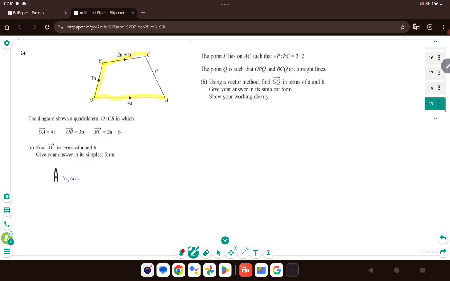So A to C is A to O plus O to B plus B to C. A to O is minus 4a. It's going back along through the vector. O to B and B to C. Well, if I simplify that, minus 4a plus 2a is minus 2a. 3b add b is plus 4b.